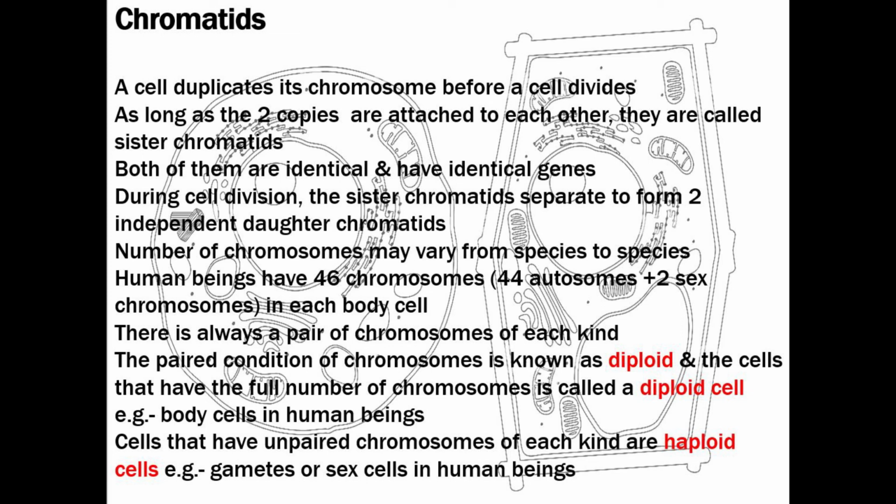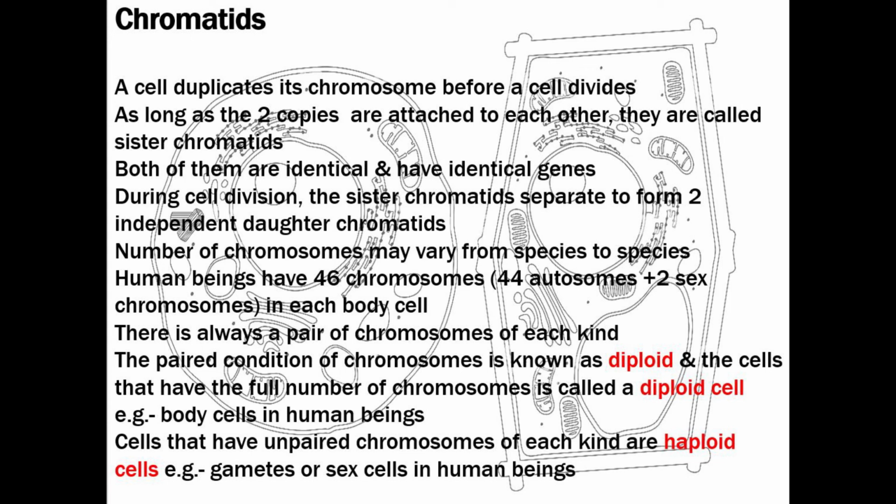Now the number of chromosomes may vary from species to species. The chromosomes in me will vary from the chromosomes of a cat or my pet cat. Human beings have 46 chromosomes: 44 autosomes and 2 sex chromosomes. These 2 sex chromosomes define our sexuality or gender.